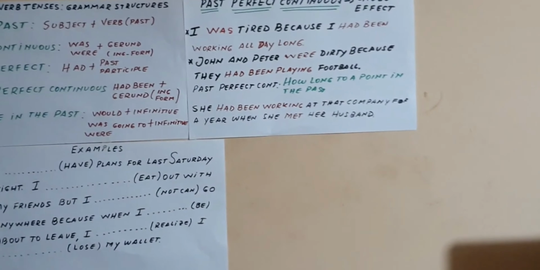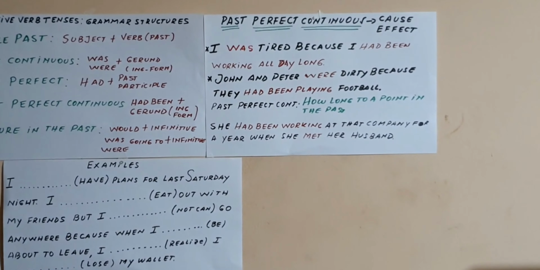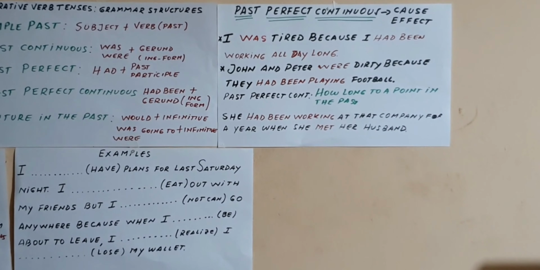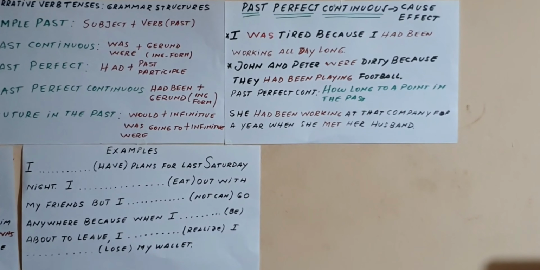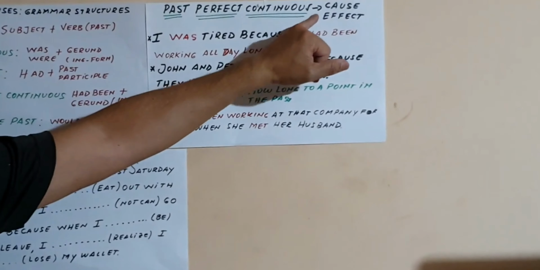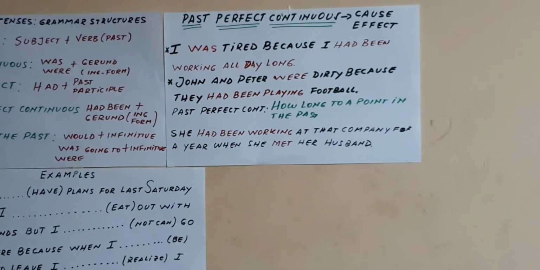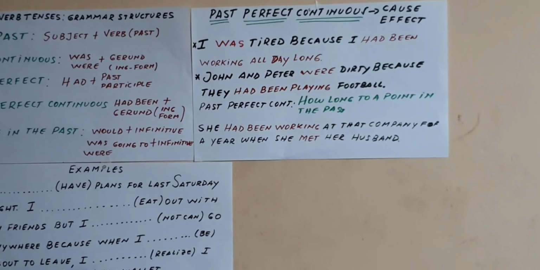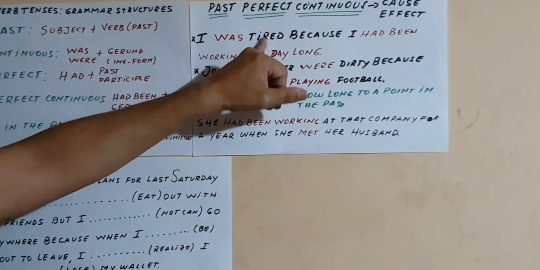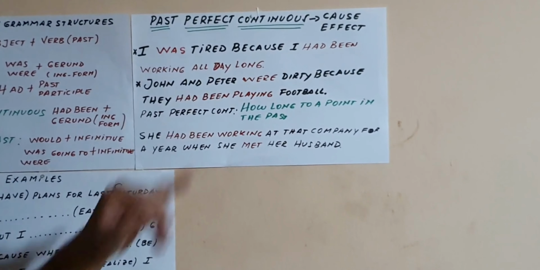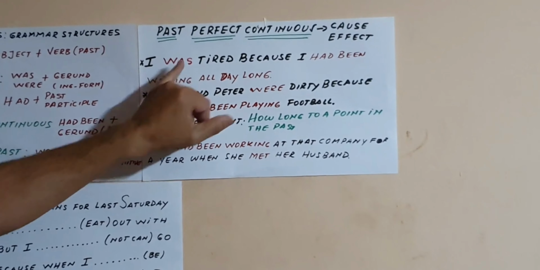Now, let's deal with the past perfect continuous. Why am I going to focus on the past perfect continuous? Because maybe some of you did not study this verb tense, but it's very simple. One of the main uses of the past perfect continuous is to express a cause-effect relation in the past. For example, I was tired. Why were you tired? Because I had been working all day long. So, with the past perfect continuous, you are showing the effect of the first action.